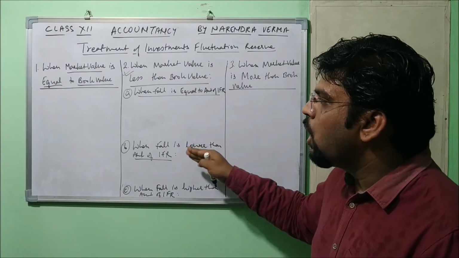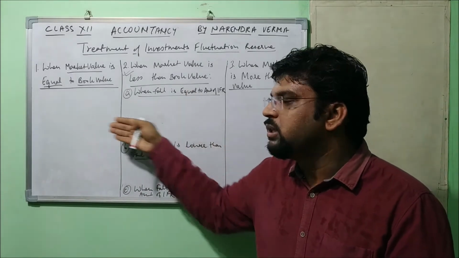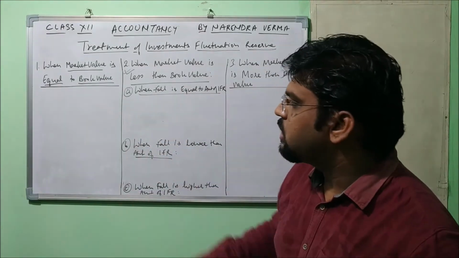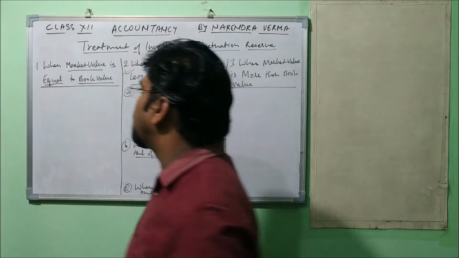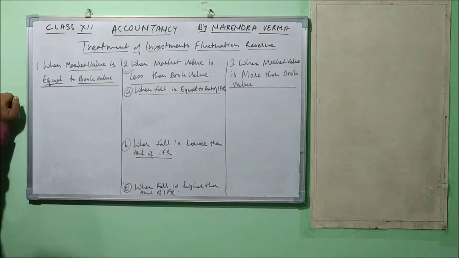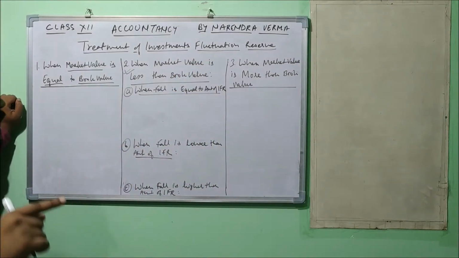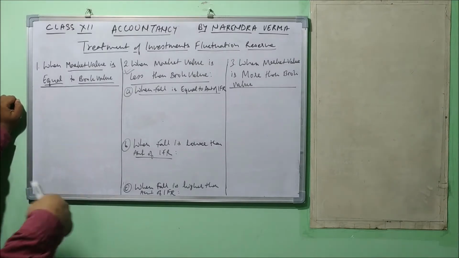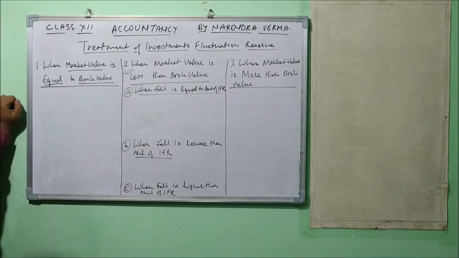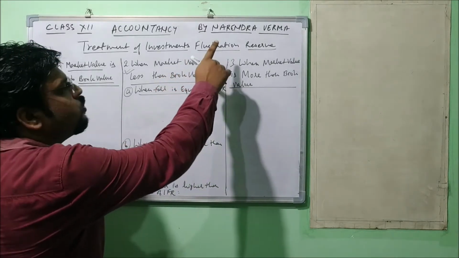Now let's understand what journal entries will be passed in all these cases one by one, right? So very first, let's pass entry in the case 1, when market value is equal to book value, right? So in that case, this investment fluctuation reserve is not required. Why? Because this has been made just to compensate the fall, if there is a fall in the value of the investment. But there is no fall. 1 lakh is the cost of the investment, and if you want to sell it right now in the market, then in market also you are getting 1 lakh, right? So this reserve will not be utilized in that case.